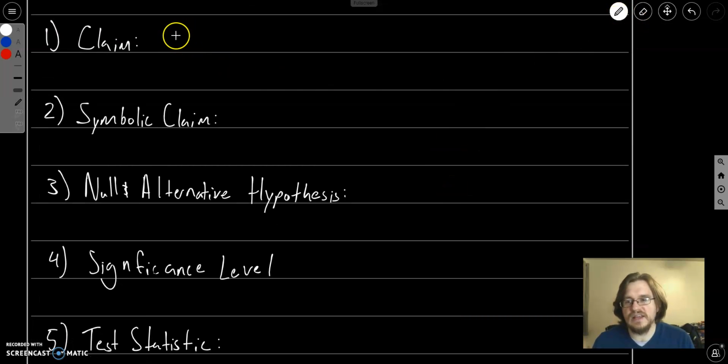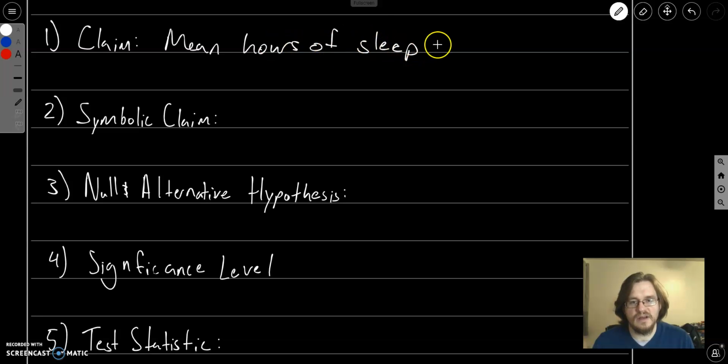So the claim is that the mean hours of sleep is less than 7. And when we write this symbolically, for a population mean, we normally would use mu, and we want to say that mu is less than 7.